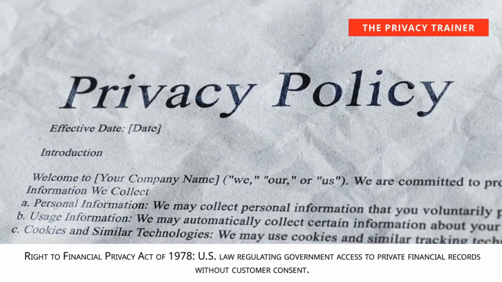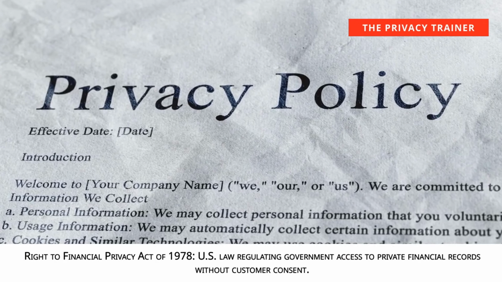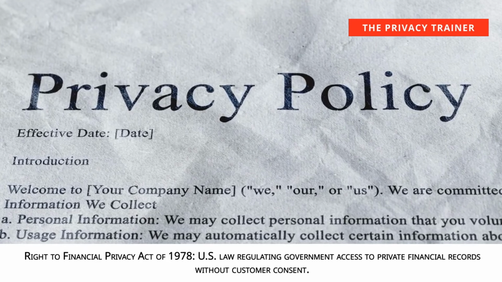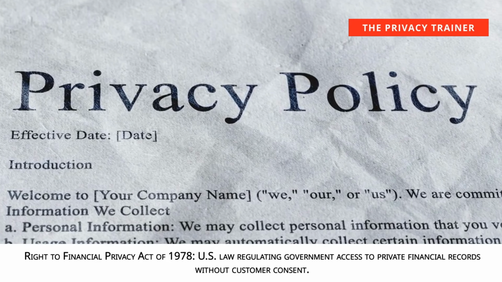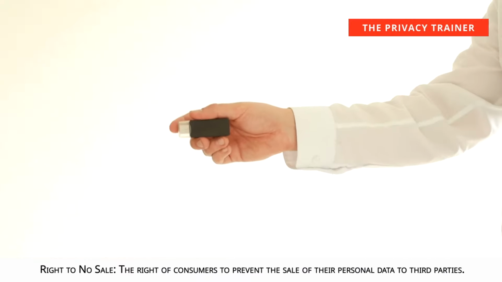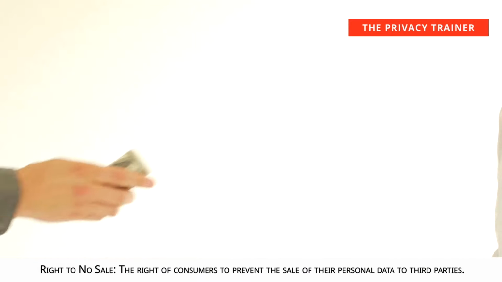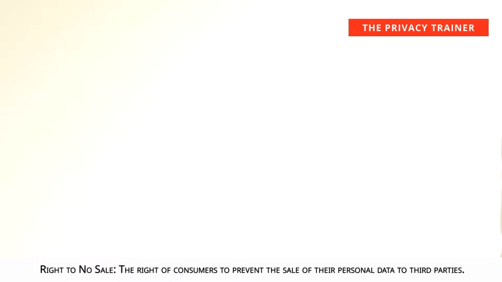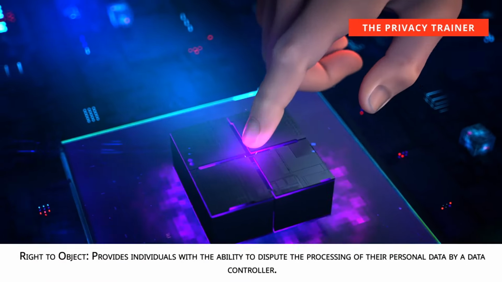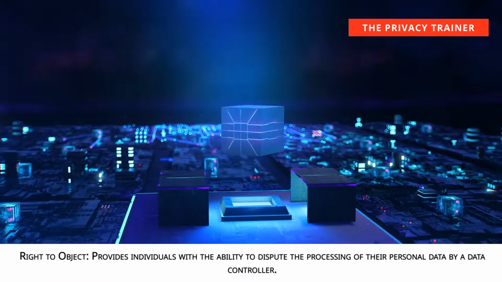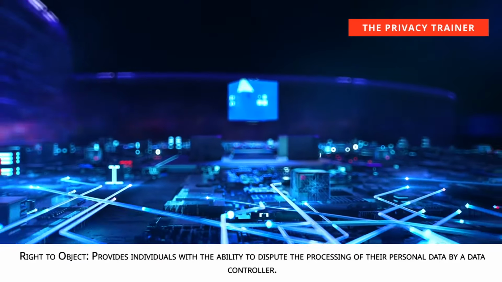Right to Financial Privacy Act of 1978. U.S. law regulating government access to private financial records without customer consent. Right to no sale. The right of consumers to prevent the sale of their personal data to third parties. Right to object. Provides individuals with the ability to dispute the processing of their personal data by a data controller.